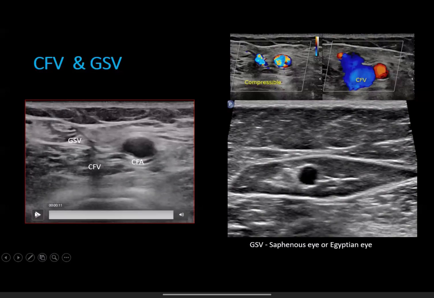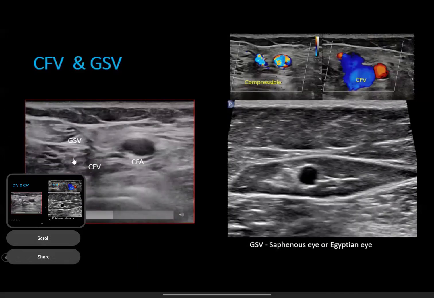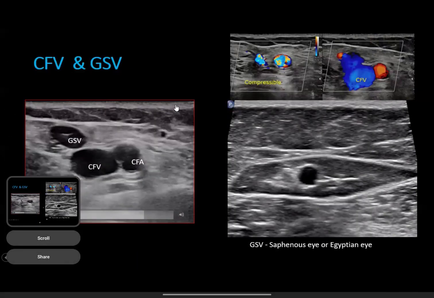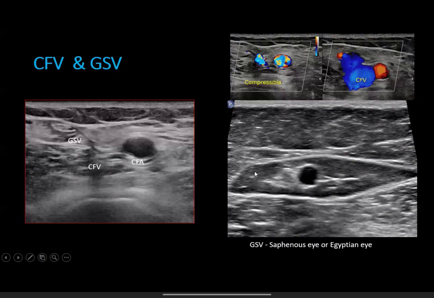So this is how we see the groin, the Mickey Mouse sign, and we completely compress the femoral vein, common femoral vein, and the great saphenous vein at its saphenofemoral junction level. It is compressible. Then the great saphenous vein can be seen in the upper thigh as a saphenous eye sign or an Egyptian eye. There are two sleeves of fascia, the deep fascia and the superficial fascia. It is lying here. We can see it by compression and on color Doppler as well.